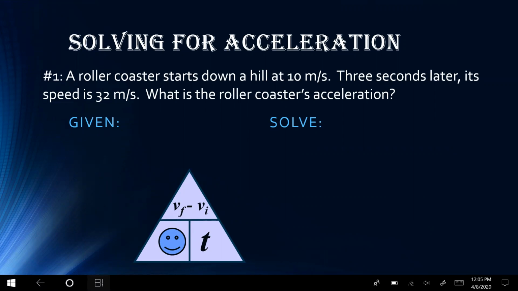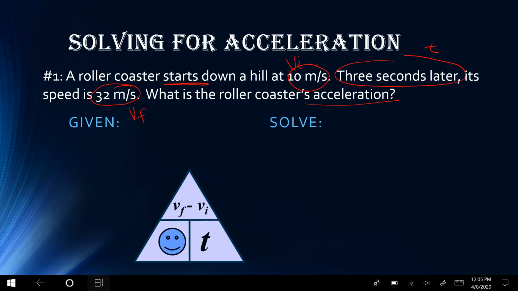A roller coaster starts down a hill at 10 meters per second. So I see the word starts. That's going to tell me that that's the initial velocity. 3 seconds later, there's your time. Its speed is 32 meters per second. So there's our final velocity. And it wants to know what is the roller coaster's acceleration.